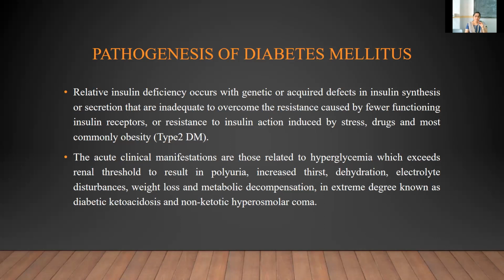So mainly all these implications are due to a very high rise in your blood glucose level, which exceeds the renal threshold. So what happens? Your insulin is secreted, but your body is resistant to it due to stress, drugs, and obesity. Or your insulin is not secreted at all, or your receptors are not working well. So insulin does not bind to the receptor, and the signal is not carried on. Or it could be an acquired case, or it could be a genetic case. All these are multiple factors which could contribute to diabetes mellitus.